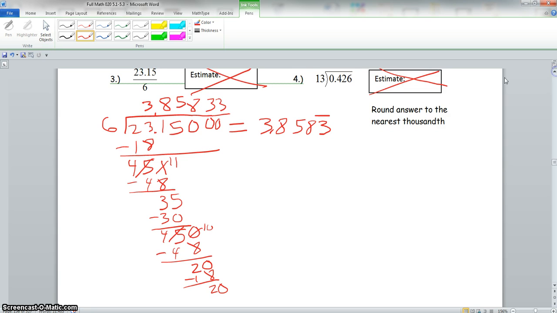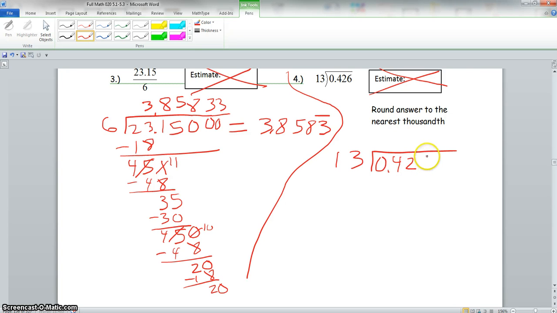Now, getting here to number 4. It tells us round the answer to the nearest thousandths. So we need to go to the 10,000ths place to see if we round up or keep the answer the same. So what I'm going to do here is I'm going to separate this a little bit. And I'm going to go 13 into 0 point. Now this 4 is in a tenths place. This 2 is in a hundredths place. This 6 is in a thousandths place. So we have to add a 0 to put it in the 10,000ths place.